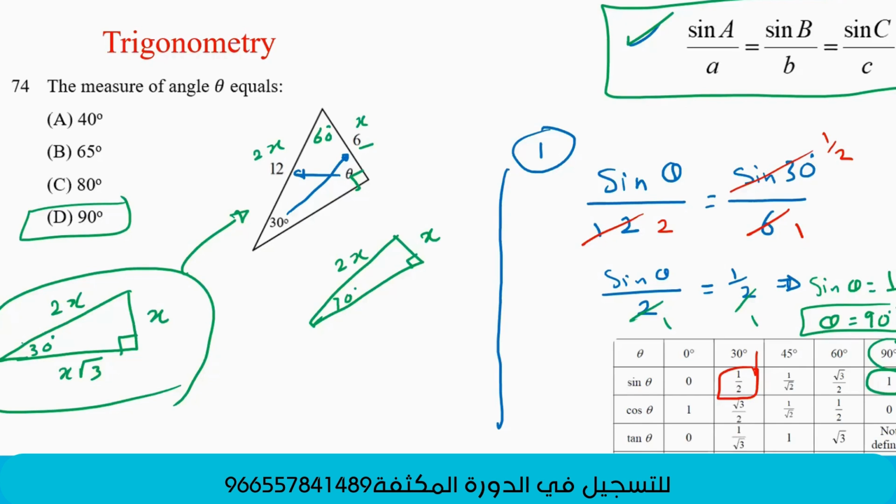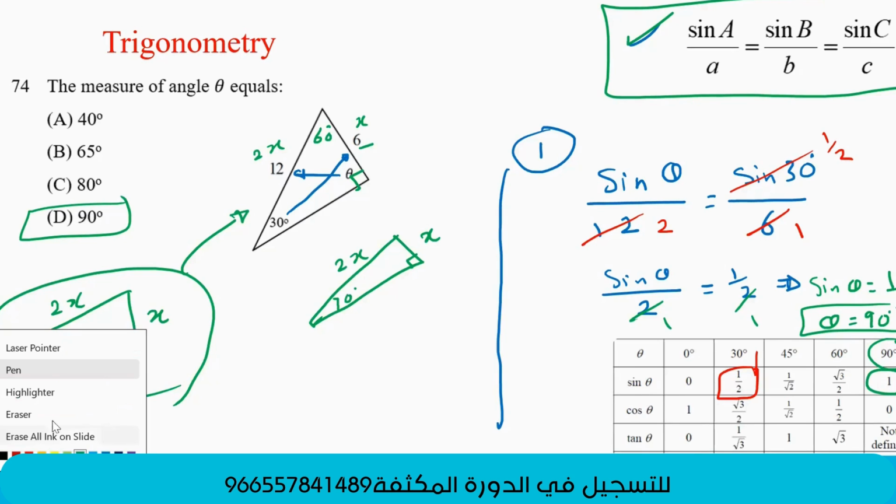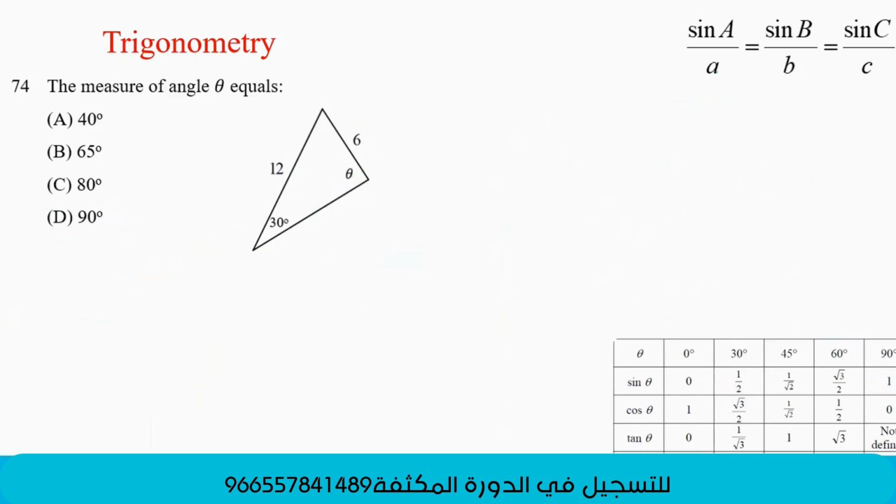It's not complicated. Let me redo it again with details. It's a similar idea. Muhammad Jamal, I'm going to apply this formula. So I know theta is opposite to 12, so this is going to be sine theta over 12. Do you agree with this one, Muhammad?